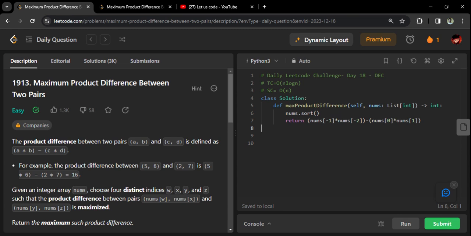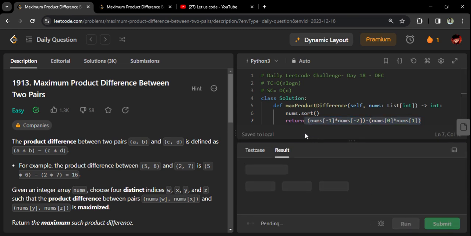After sorting, if I do that, it will give me the biggest value and the second biggest value. And this is very simple: nums of zero, if we have sorted in the ascending order, is going to be the smallest integer in that particular array, and nums of 1 is the second smallest. So you're subtracting these and you're getting the answer. Let me quickly run it and show you. As you can see, the test cases are getting accepted and you can submit it also.